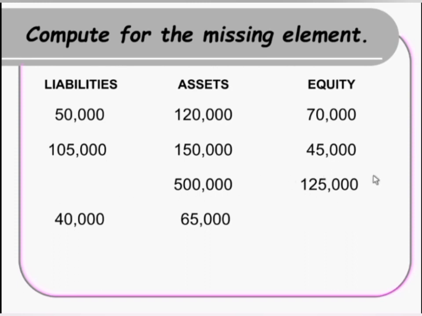The third one now. How much is the amount of the total liabilities? $375,000. So that assets of 500,000 would equal the liabilities of 375,000 plus equity of 125,000. Last item now. How much is the equity? $25,000. So that 65,000 total assets would equal the total liabilities and equity.